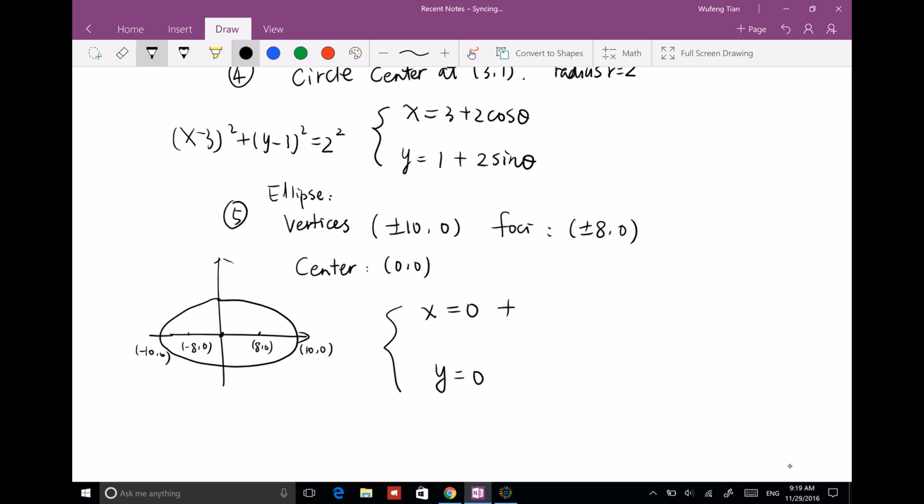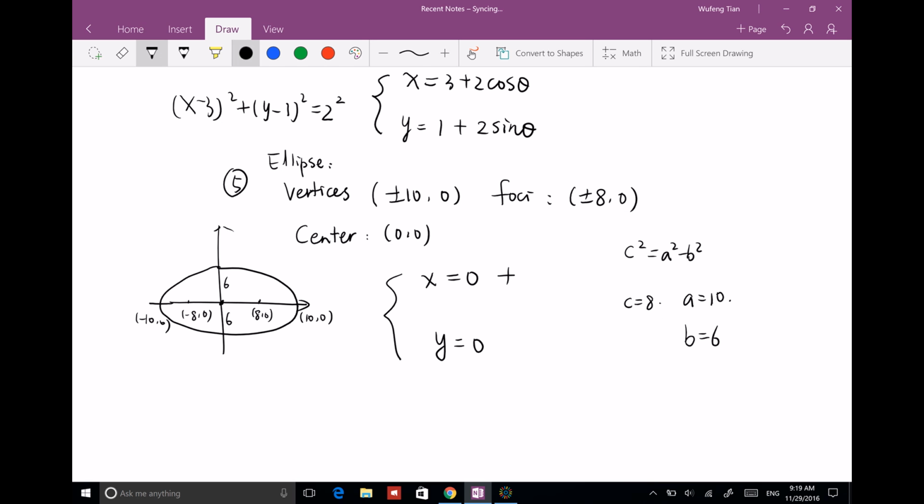So for the other side, this one is going to be 6, because c squared equals a squared minus b squared, since c equals 8 and a equals 10. So we got b equals 6. Since a equals 10, x equals 0 plus 10 cosine theta. Y equals 0 plus, b is 6, so 6 sine theta. So that's your parametric equation for this ellipse.